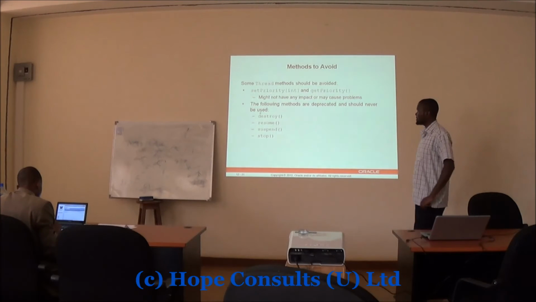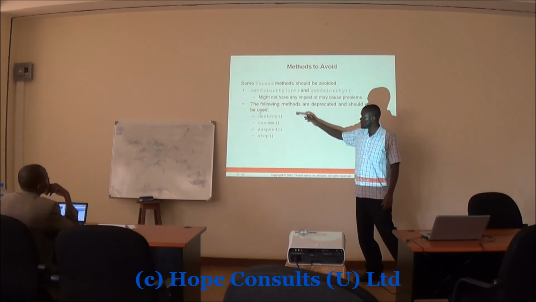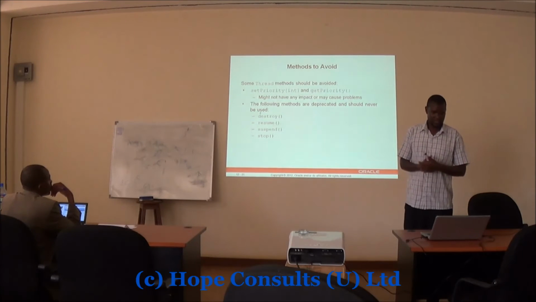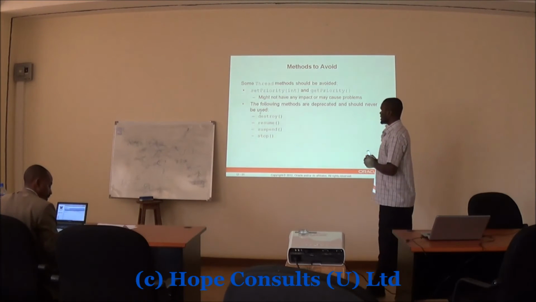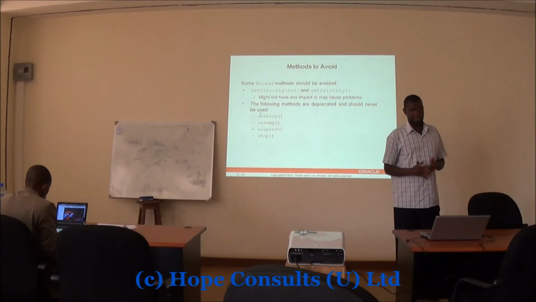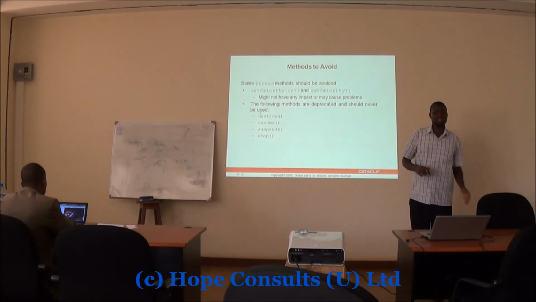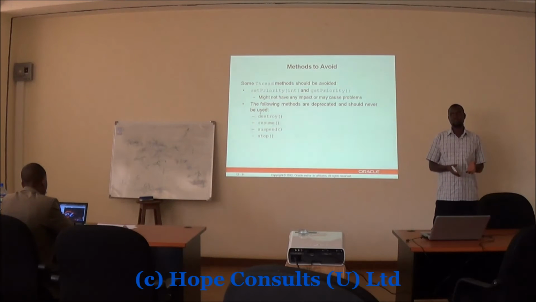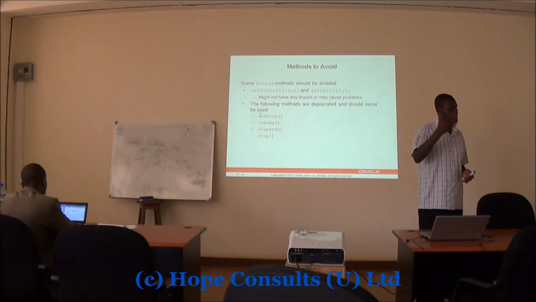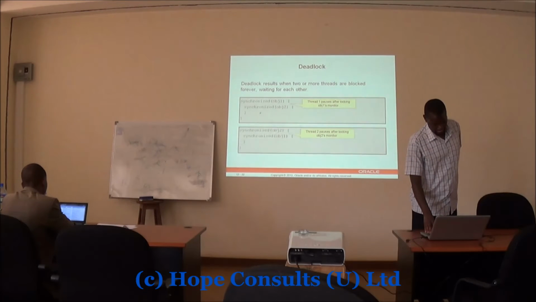The following methods are deprecated. You can still use them, but they are deprecated: destroy, resume, suspend, and stop. So mostly we use interrupt instead of these. You can set priority. You can give your thread a priority. Giving a priority means the processor can give it more attention than others. Just like a process, you can set a priority of a thread, for example priority 5, priority 4.